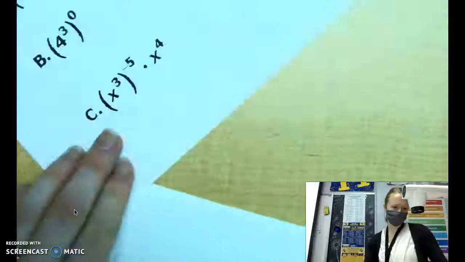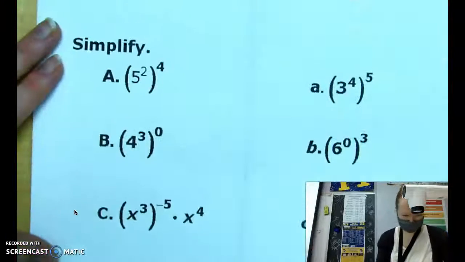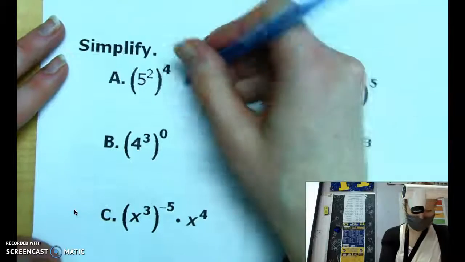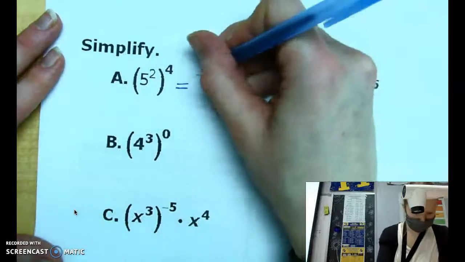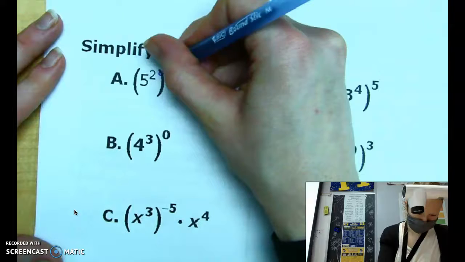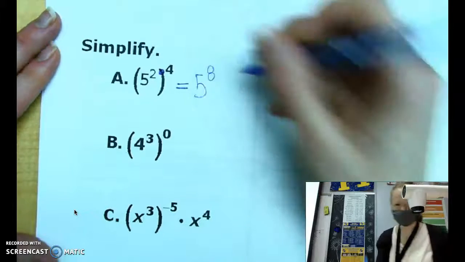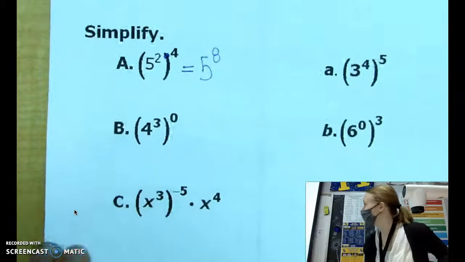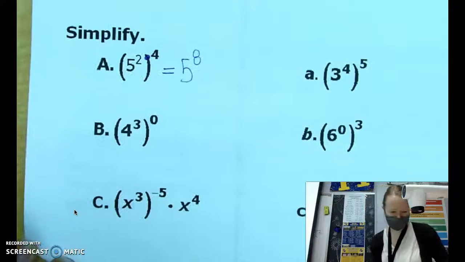And let's move forward. Let's do a few of these. 5 squared to the 4th power should give me 5 to the 8th. Good. 2 times 4 is 8. I'm a little concerned if some of you aren't multiplying that in the morning. Maybe we need some extra coffee.